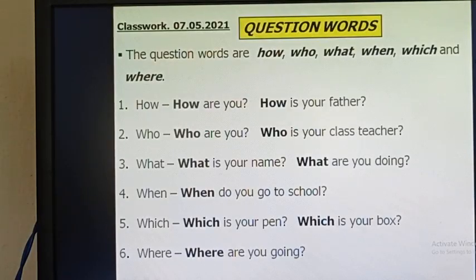So today we are going to discuss the question words. So first write class work and today's date, 7/5/2021. So which are the question words?